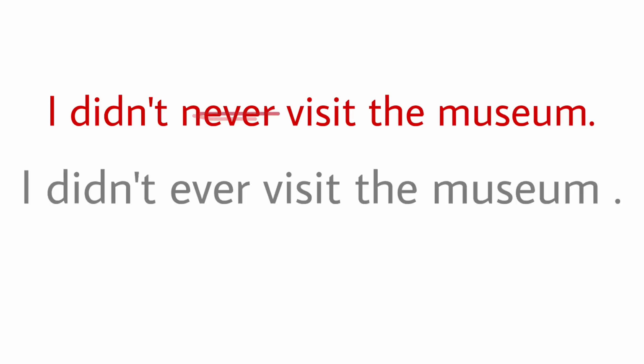Or else we can avoid the second negative word, nothing, and replace it with anything. So it goes like this: I didn't do anything. Here we have, I didn't never visit the museum. What are the two negative words here? Didn't and never. So it could be either I didn't ever visit the museum, or I never visited the museum.